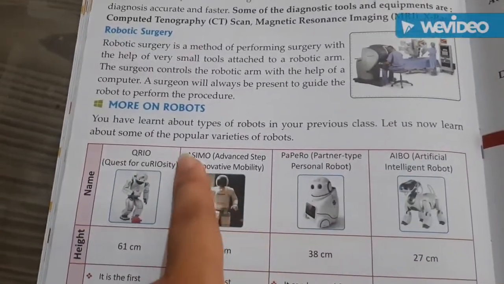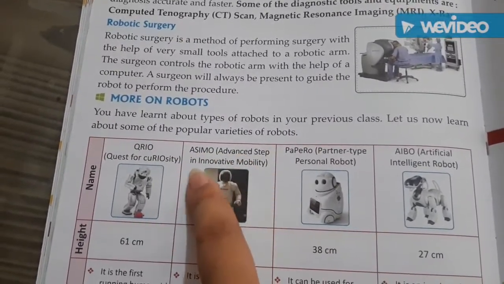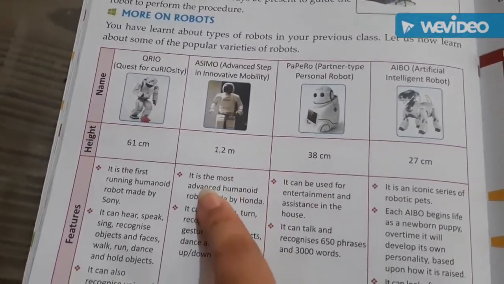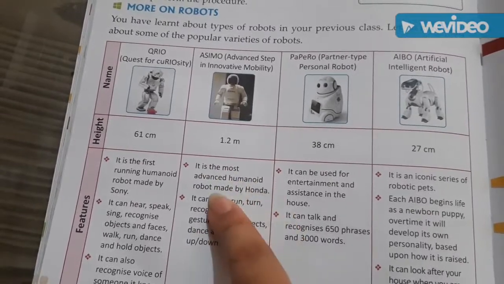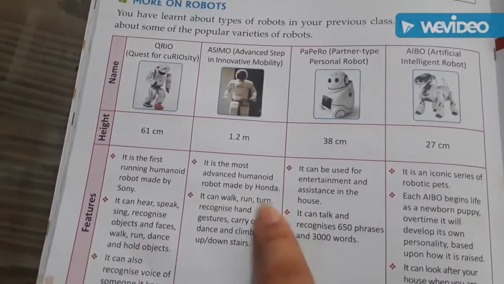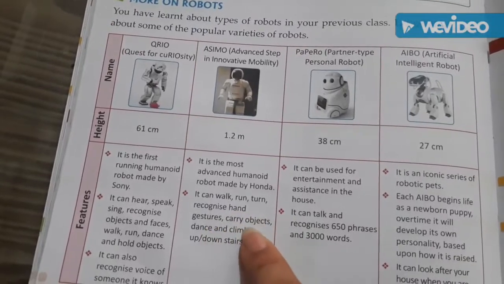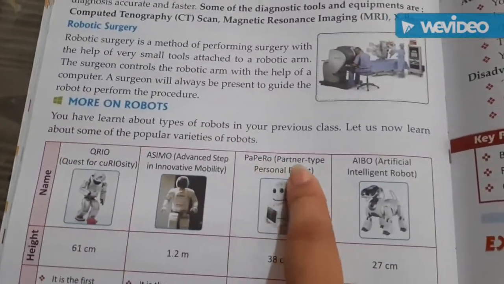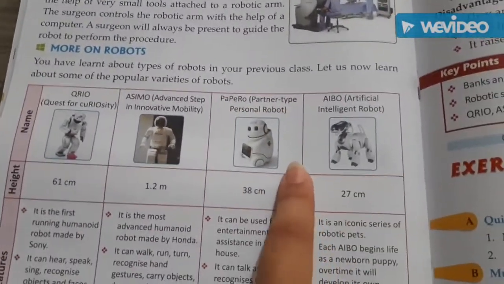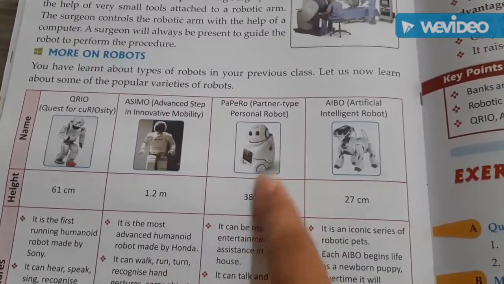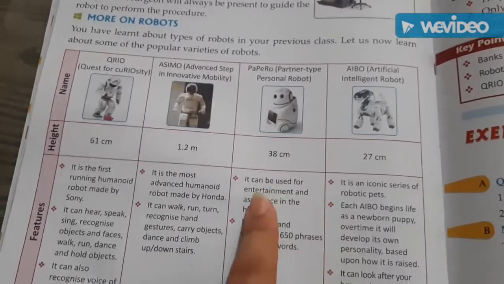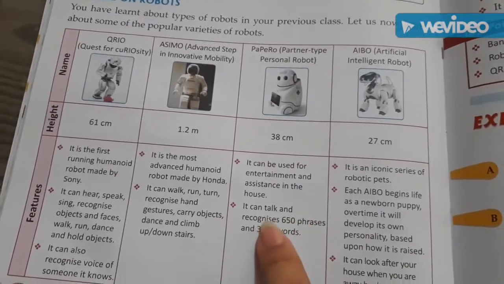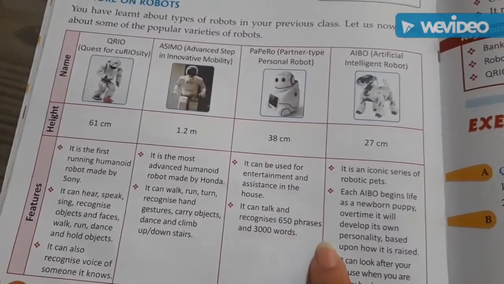The second one is ASIMO, which means Advanced Step in Innovative Mobility. Its height is 1.2 meters and it is the most advanced humanoid robot made by Honda. It can walk, run, turn, recognize hand gestures, carry objects, dance and climb up and down stairs. Next is Pepiro, a partner type personal robot. It behaves like a partner. Its height is 38 centimeters and it can be used for entertainment and assistance in the house. It can talk and recognize 650 phrases and 3000 words.